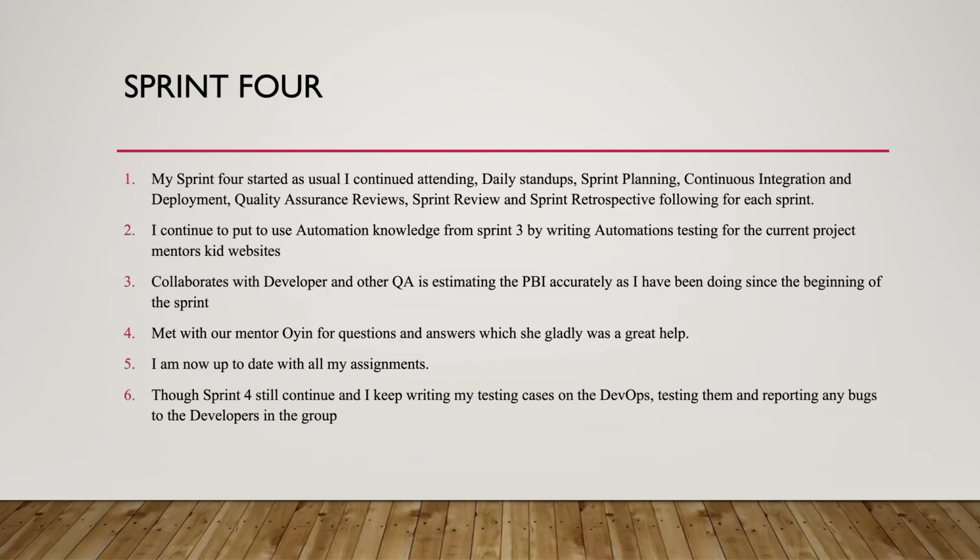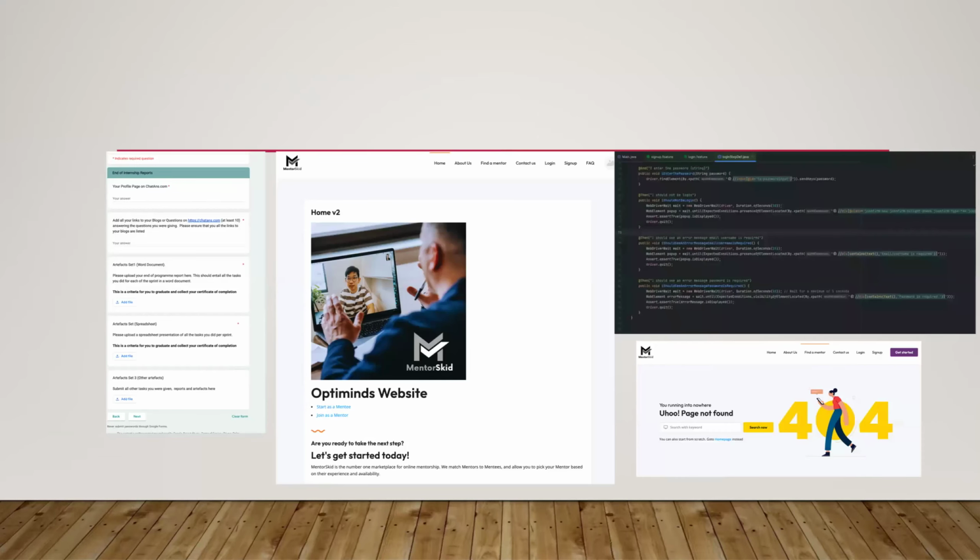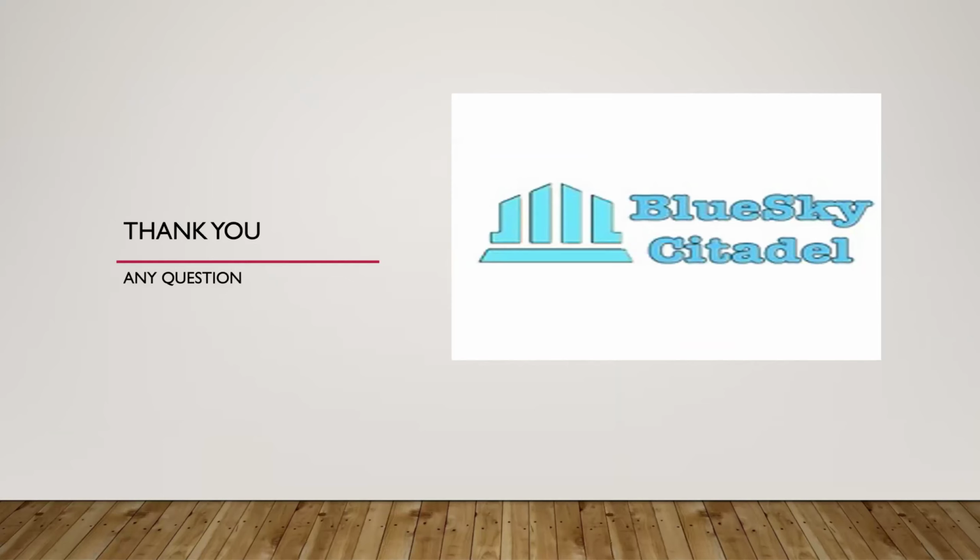In Sprint 4, I was able to also continue my daily stand-up and collaborate with the developer. When we find a bug, we send it back to the developer, they correct it, and we're able to get it done on time. Through this sprint I still continued to write my test cases in DevOps, doing automated testing, and also helping members of the group. These are my general artifacts of what I've done so far. Thank you very much.